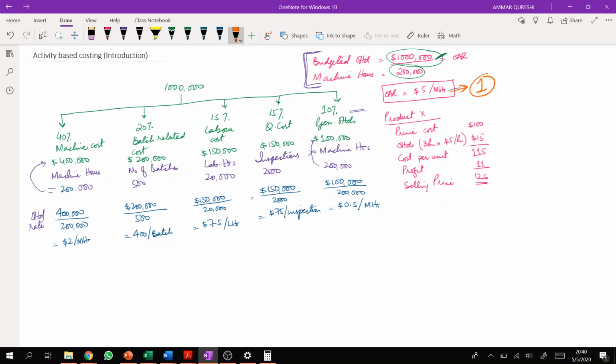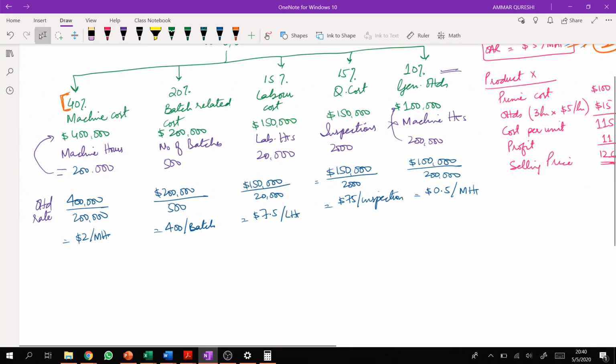So what actually went wrong here? We considered that 100% of overheads are related to machine hours. But practically, what is the situation? Only 40% of overheads are actually related to machine hours. 60% of overheads are not directly related to machine hours, right? So that's basically what went wrong. If you reduce your machine hours by 20%, your 100% overheads will not change. Just 40% of overheads will change. That's basically the difference, right?